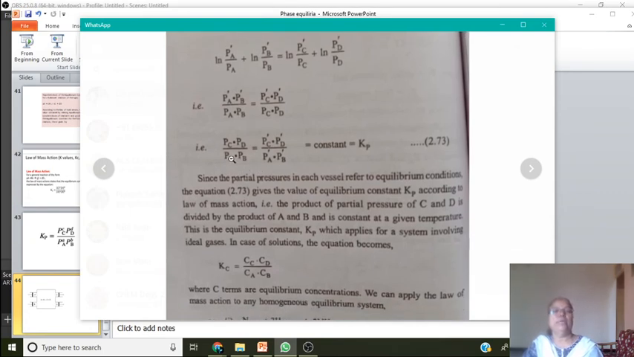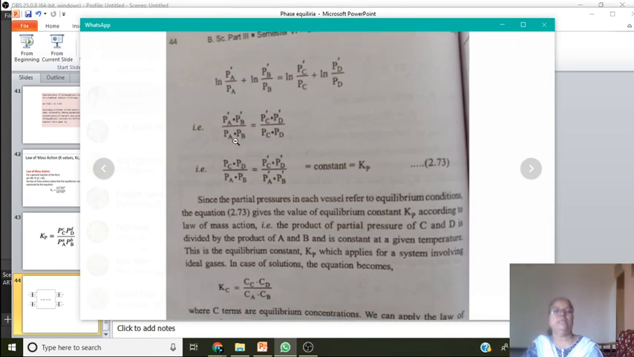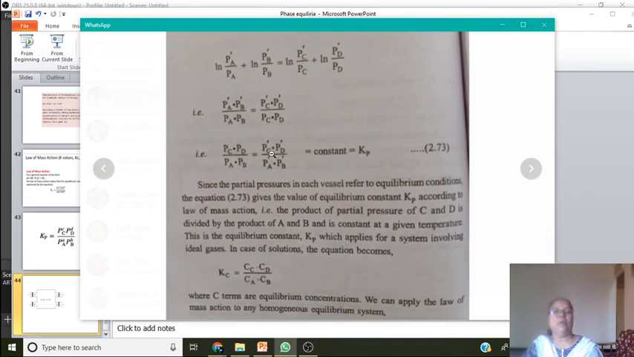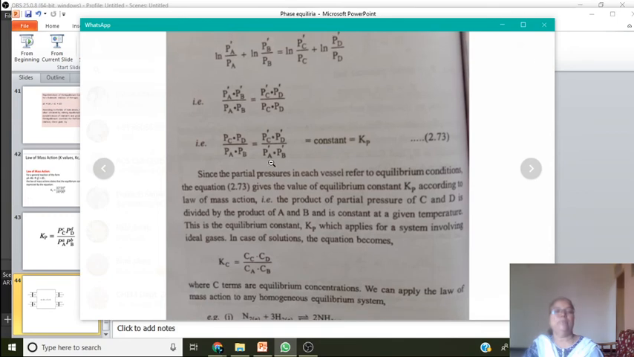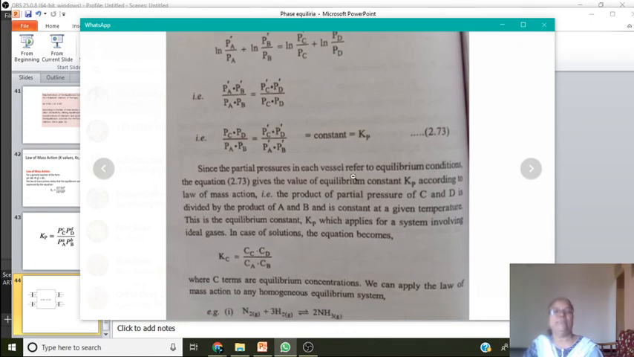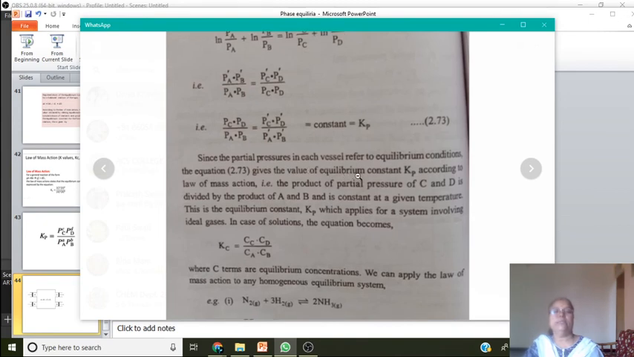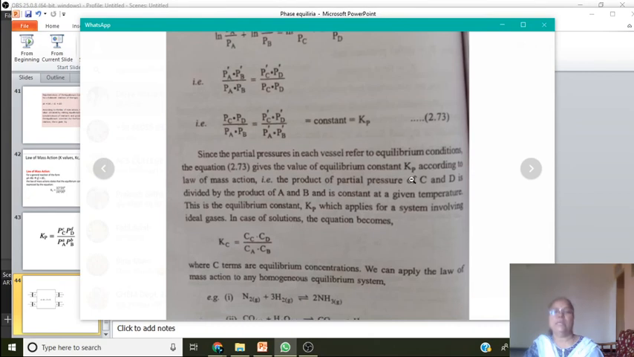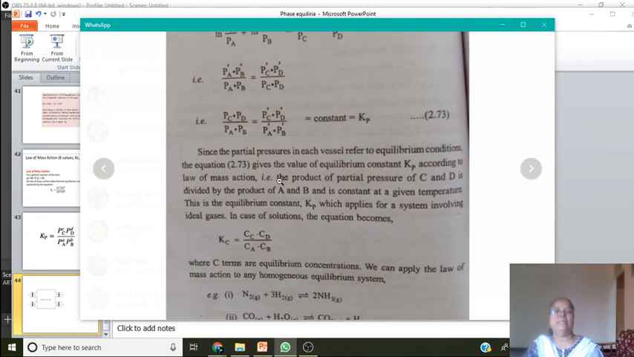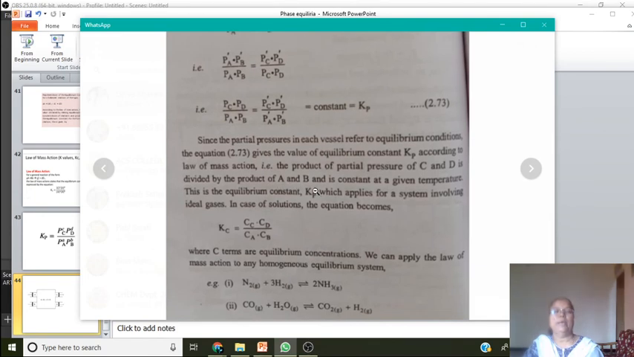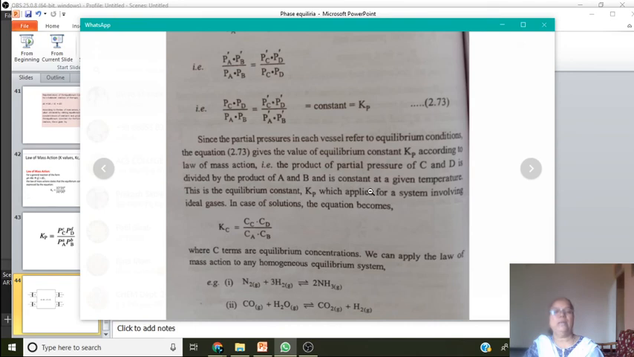And we can rearrange this term upon this term, this term upon this term. So (PC × PD)/(PA × PB) = (P'C × P'D)/(P'A × P'B) is equal to a constant, and that constant is Kp. Here, since the partial pressures in each vessel refer to the equilibrium condition, this equation gives the value of the equilibrium constant Kp according to the law of mass action: the product of partial pressures of C and D divided by the product of A and B is constant at a given temperature.